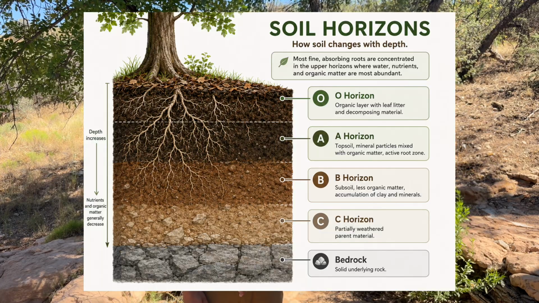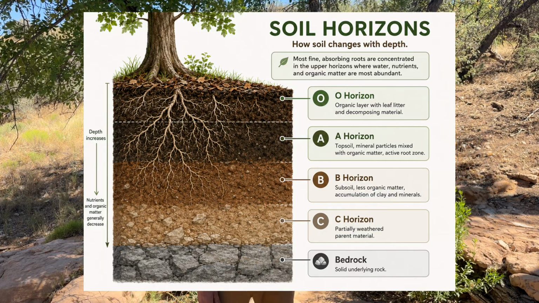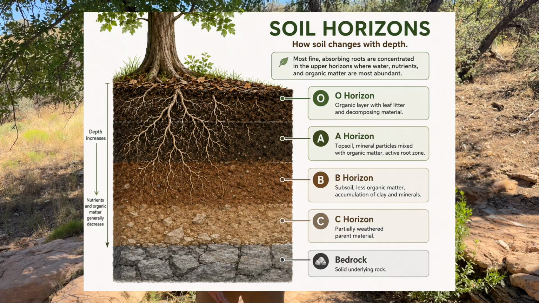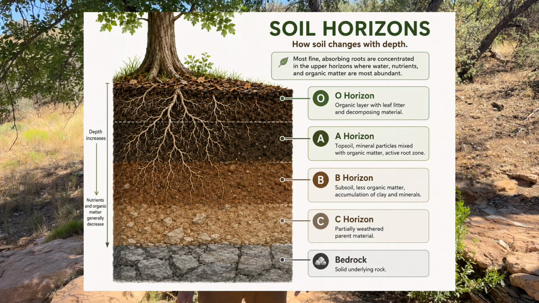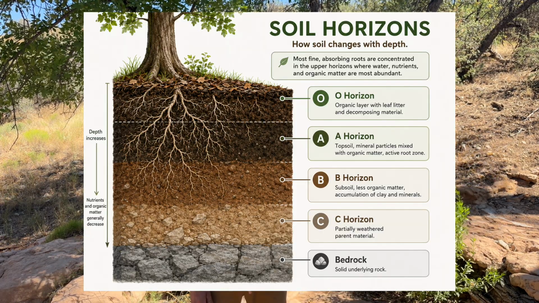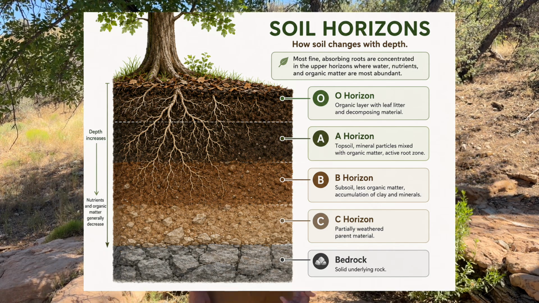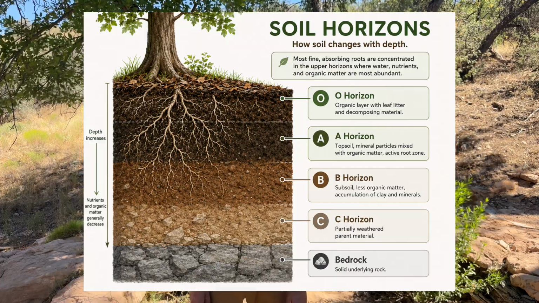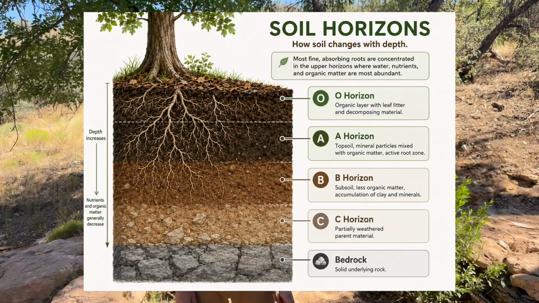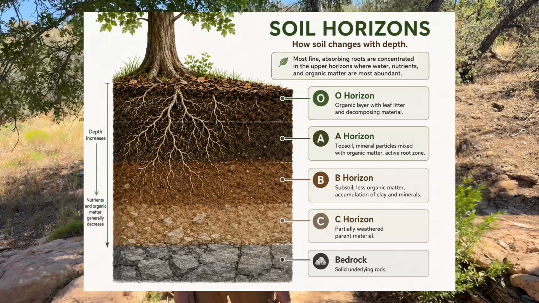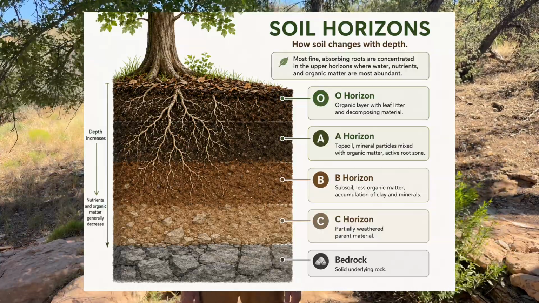The B horizon usually has less organic material than the A horizon. Materials can accumulate there as water moves through the soil. Depending on the site, that might include clay, iron, salts, or other minerals. Below that is the C horizon. The C horizon is the less weathered parent material beneath the upper soil layers. Below that may be bedrock, depending on the location.